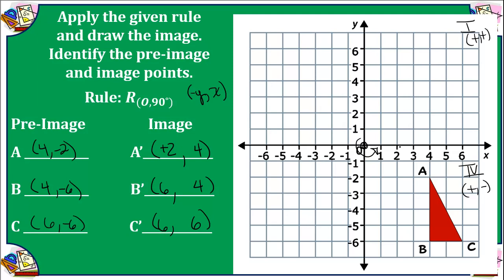So A prime is 2, 4, B prime is 6, 4, and C prime is 6, 6. And then we have our triangle rotated about the origin, counterclockwise, 90 degrees. Now, if we were going clockwise, like a clock, this would have been a 270-degree rotation.